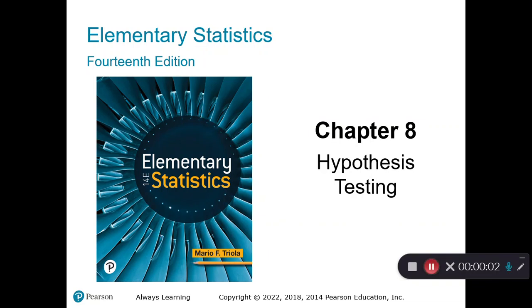In this final chapter of our course, we're going to talk about how to use data that is obtained from samples to make decisions about a claim made about a parameter for the population. This is called hypothesis testing.